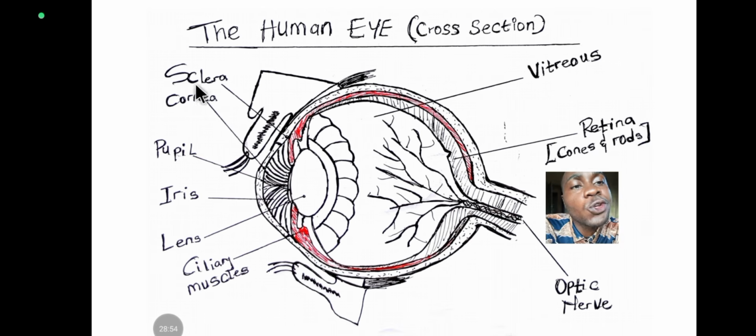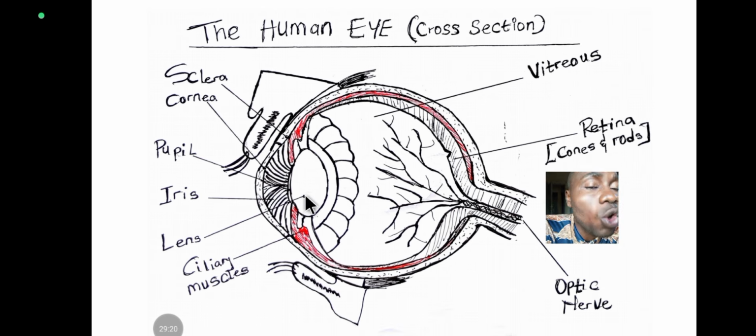So we have the sclera. The sclera is the outermost part of the eye, this round part, the first layer of the eye. But when you come to the front of the eye, this exposed part that we see is called the cornea. Here is the cornea, labeled, this front.